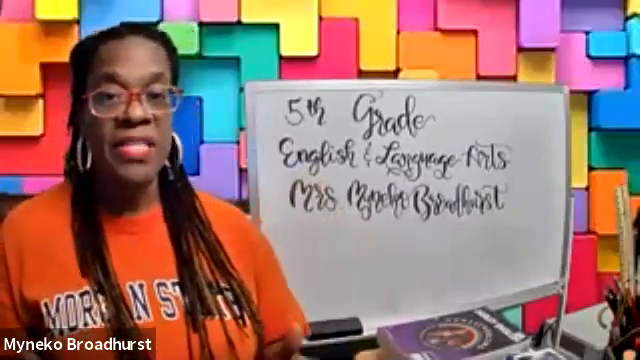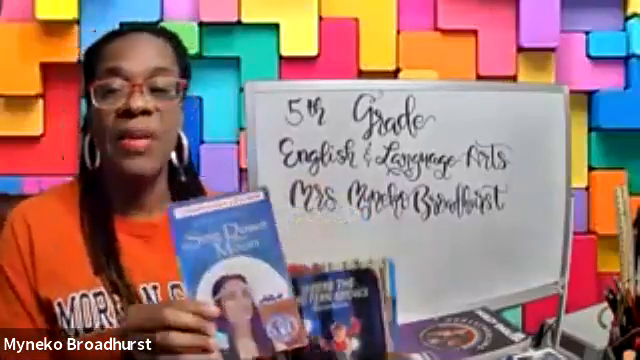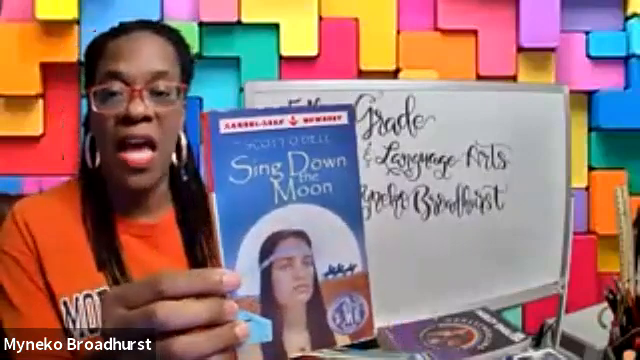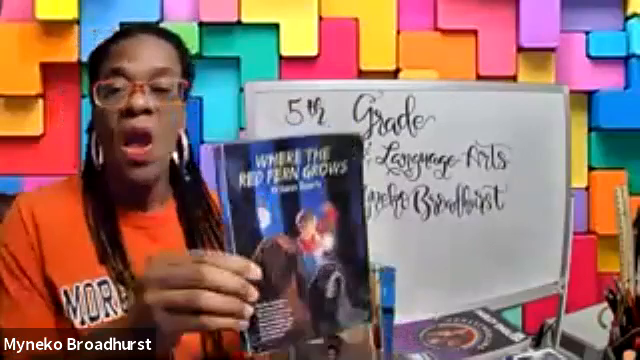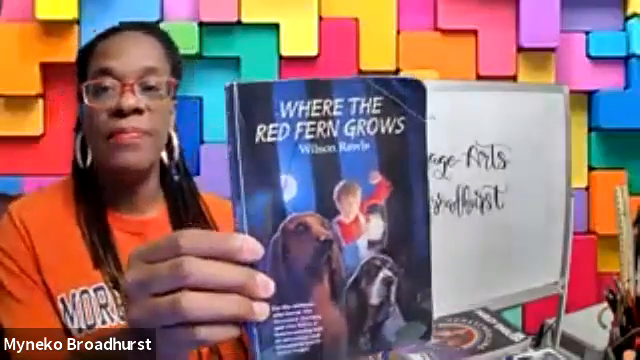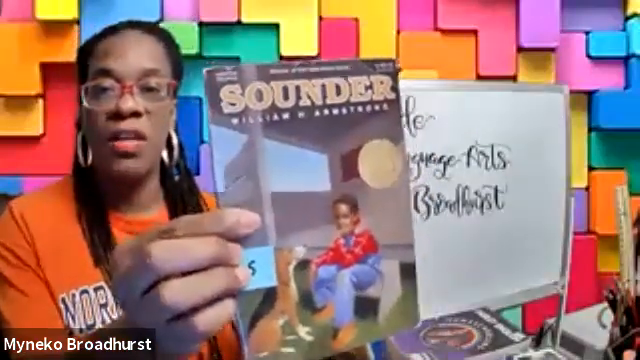Okay, so here are the 5 books that I will need you to purchase for this school year, for the fall. The first would be Sing Down the Moon by Scott O'Dell. This is one of the books that the 5th graders will be reading for the school year. Where the Red Fern Grows by Wilson Rawls. Sounder by William Armstrong.